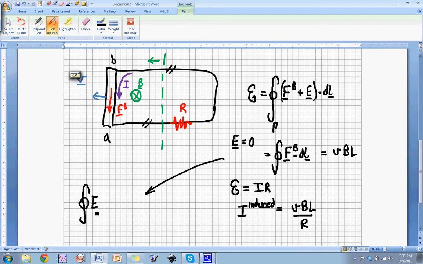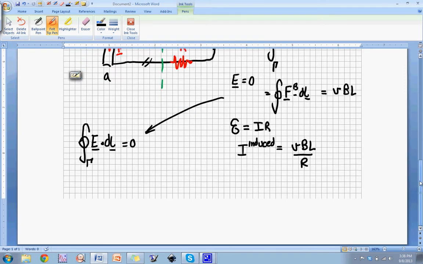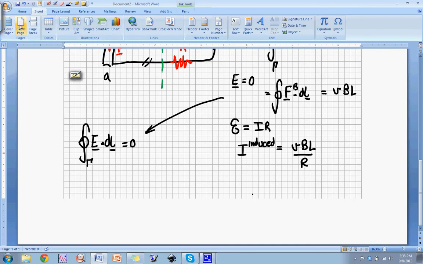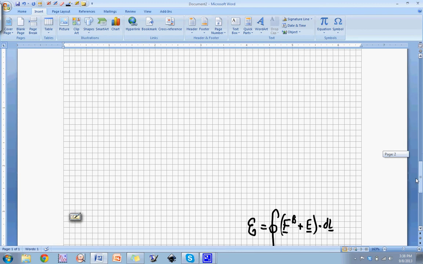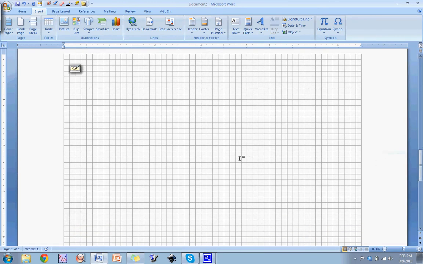So now I'm going to draw the scenario and work it out both with the force equation and also with Faraday's law. I'll pause here to catch up.